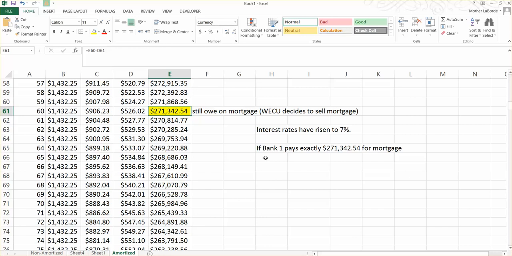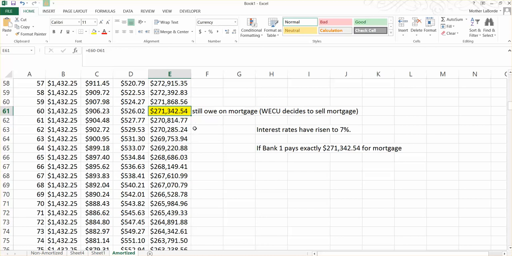They cannot come to me and say, because WeQ has sold your mortgage, you now have to pay me, Bank One, an interest rate of 7%. It doesn't work like this. This is a fixed rate mortgage. I, as the borrower, will only ever have to pay 4% over the entire 30 years.